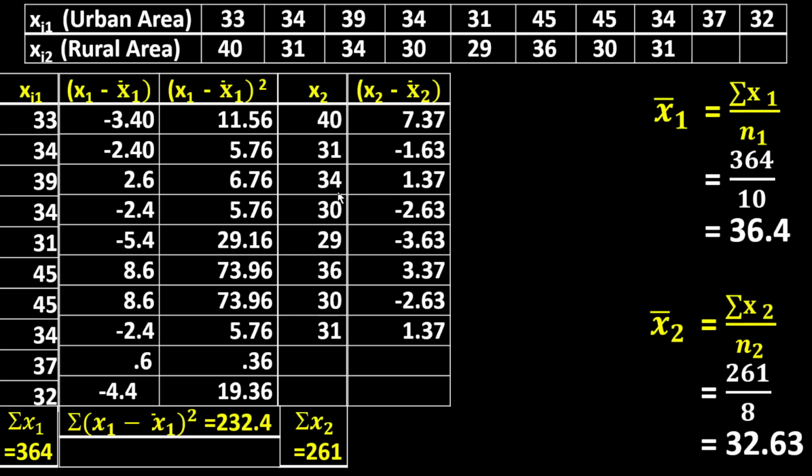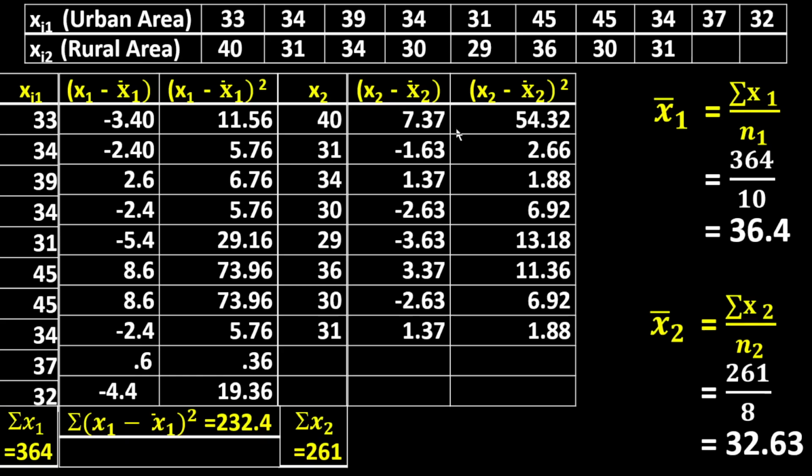In this way, from all the observations, we deduct 32.63 one by one, and we will get the deviation taken from the mean. Now we will find the squares of all the deviations taken from the mean for all the observations of rural area. We will get the squares in this way.